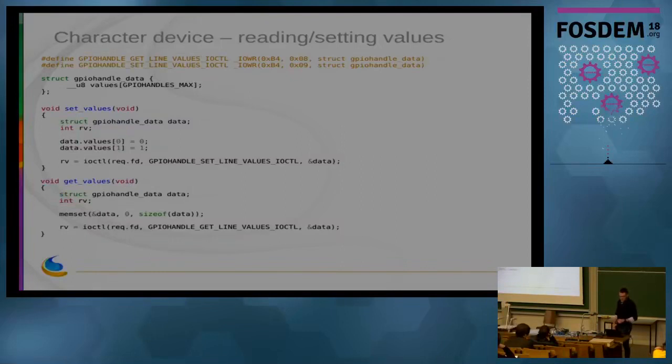For that, we have another two ioctls: set line values and get line values. And this is pretty straightforward. It's just an array of 8 integers. In order to set values, you just set each field to the appropriate value. Every index in the array corresponds with the offset that you requested in the previous system call, the previous ioctl. It's pretty similar for reading the values, where you call the ioctl and then the kernel fills the data structure with current values.